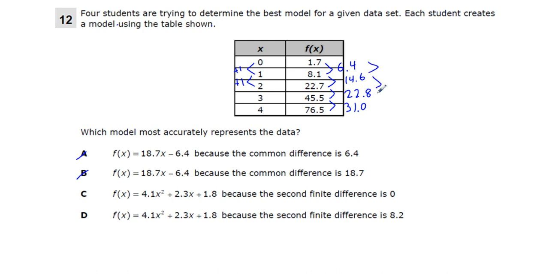And then we're going to now go to our second differences. 14.6 minus 6.4, that's going to be 8.2. 22.8 minus 14.6, 8.2. 31.0 minus 22.8, 8.2. What is our answer for this? That'll be D. That's our second finite difference, 8.2.